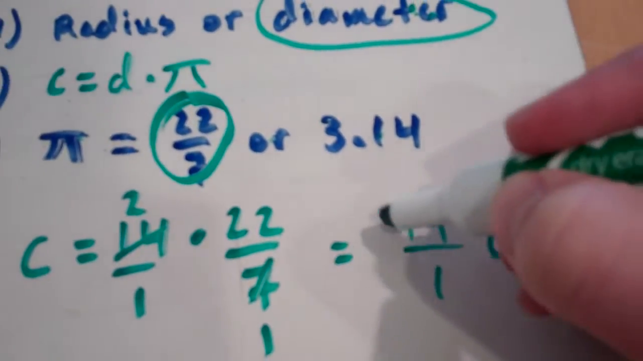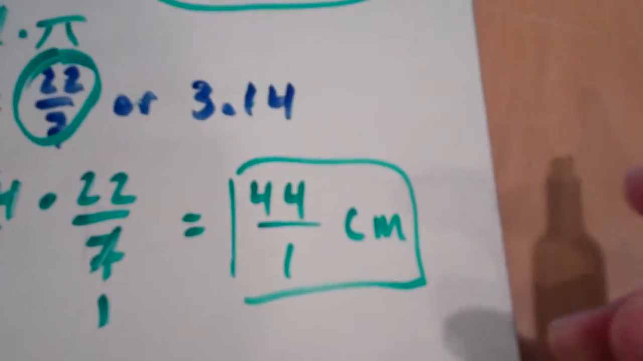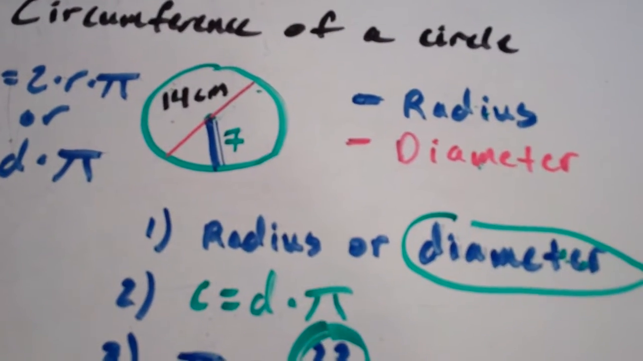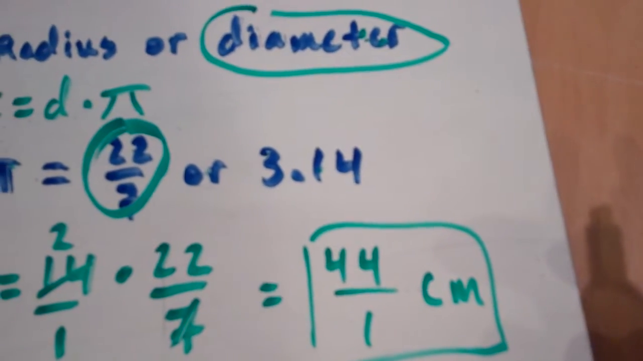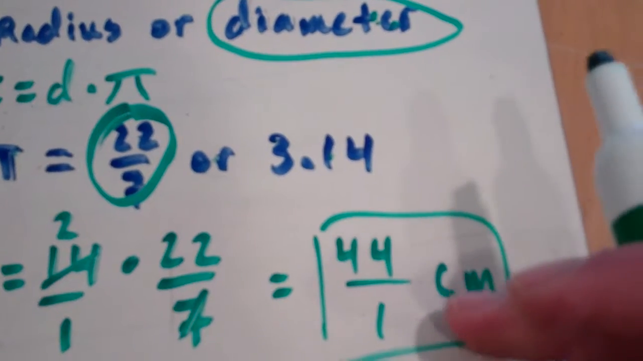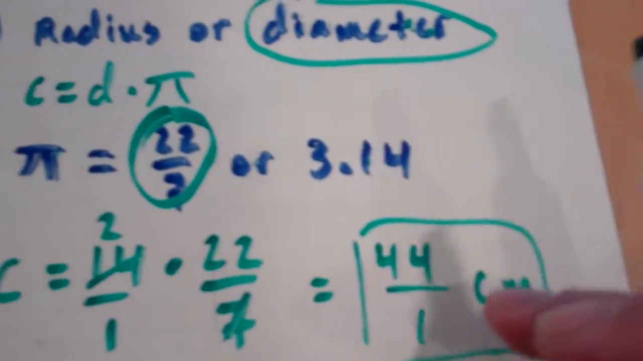centimeters. Always finish with the unit. The circumference or the length around that circle is 44 centimeters. Always end with the unit. Make sure you tell me the length that we're talking about.